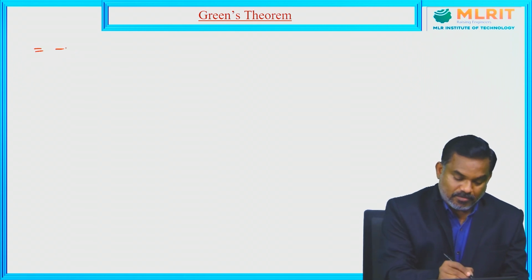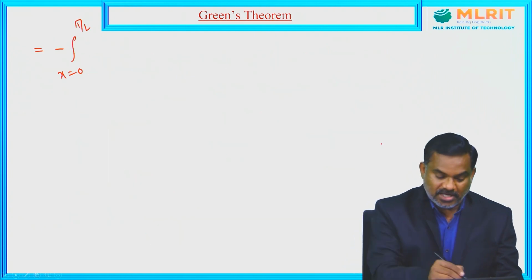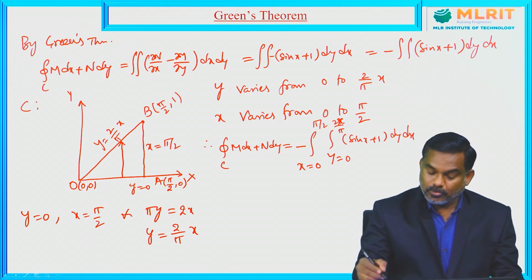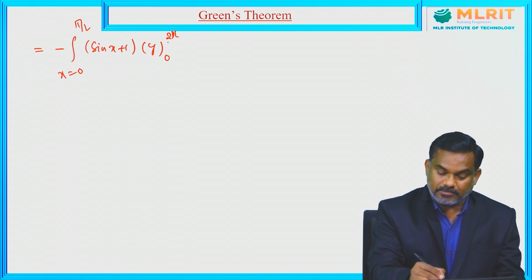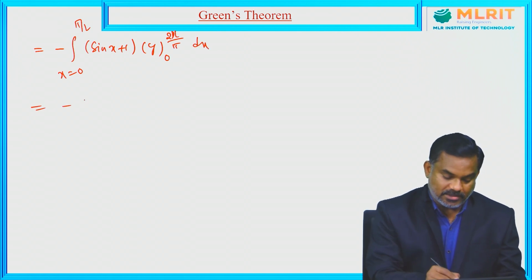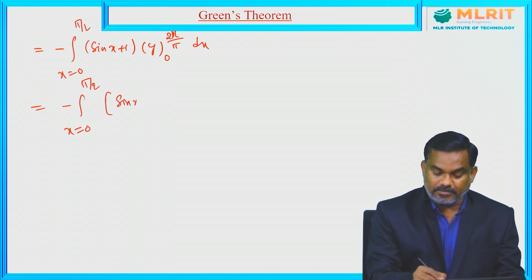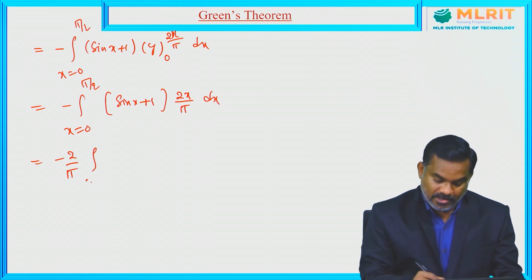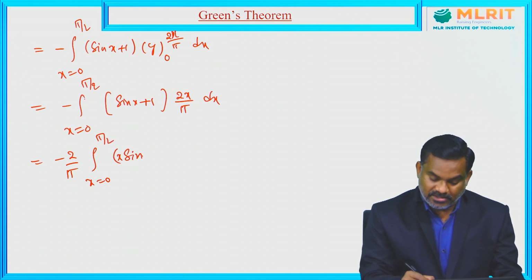So that is equal to minus integral x from 0 to pi by 2. Now with respect to y, sin x plus 1 is constant, y from 0 to 2x by pi. Now let us substitute that: sin x plus 1 by applying the upper limit 2x by pi dx. So here 2 by pi is constant, so minus 2 by pi, x from 0 to pi by 2, we can multiply this, sin x into x, so x sin x plus x dx.